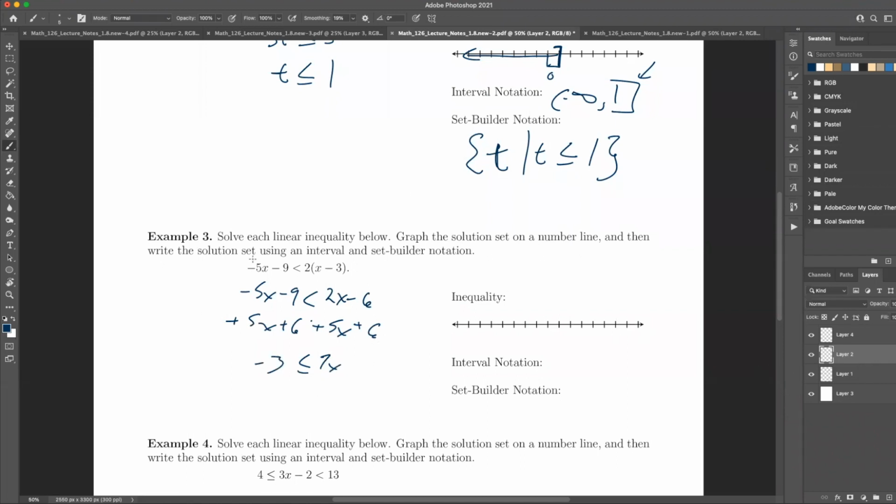So when you're solving linear inequalities, it's very much like linear equations, except when you divide by a negative sign, you have to flip. Otherwise, it's more or less the same. Now, I divide by 7, and dividing by 7 doesn't flip the inequality, so I have it this way. Now, can I rewrite the inequality a different way?